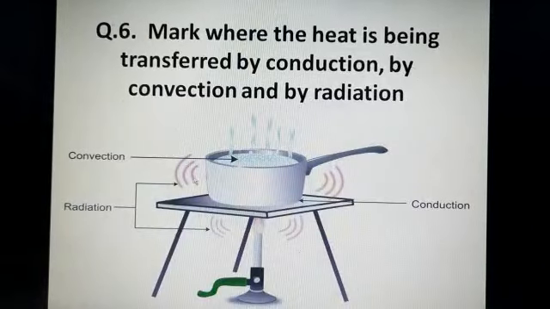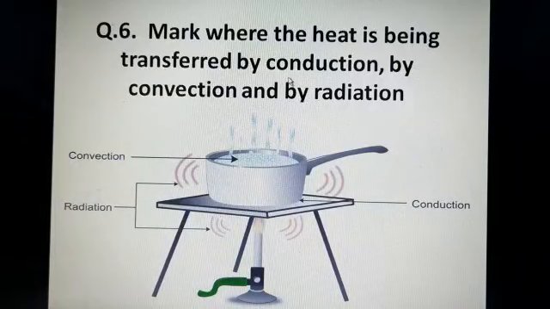Now the next question is, mark whether the heat is being transferred by conduction, convection or radiation. Student, you know that there are three processes of heat transfer. We read conduction, convection and radiation. This diagram is given in your book, and according to the question, you mark in this diagram where conduction occurs, where convection occurs and where radiation occurs.